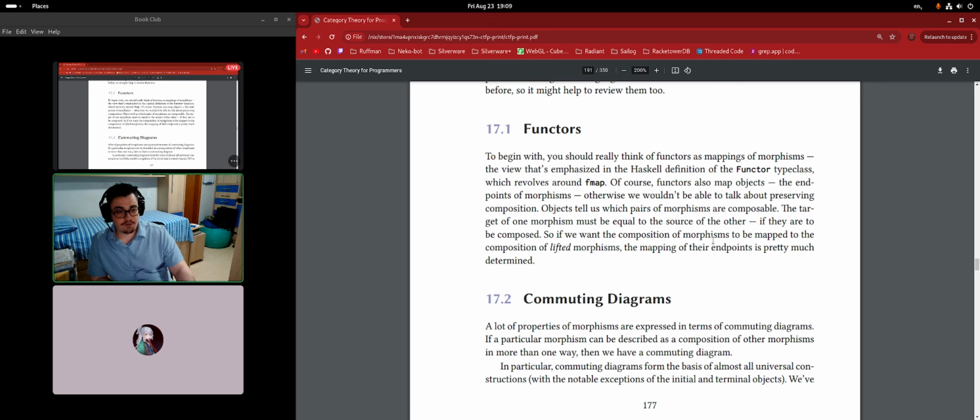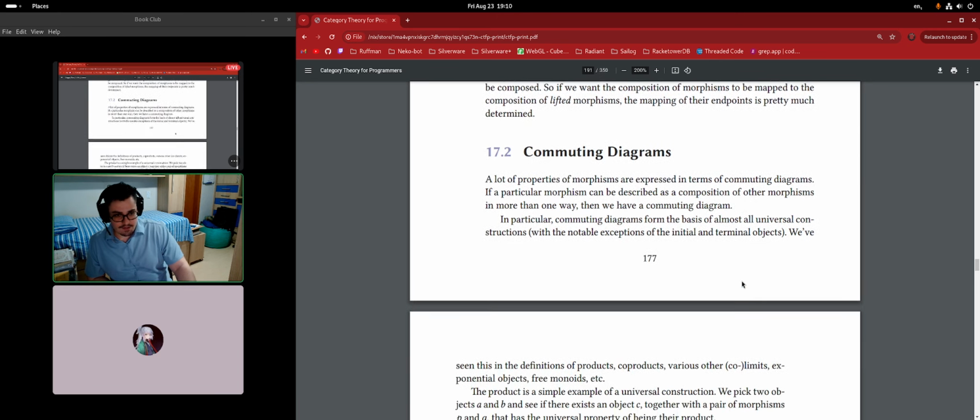If you want the composition of morphisms to be mapped to the composition of the lifted morphisms, the mapping of their endpoints is pretty much determined. That basically means that if you have two morphisms in a category that you are composing, in which the source of one is the destination of the other, the same must apply when you lift their composition. That makes a lot of sense.